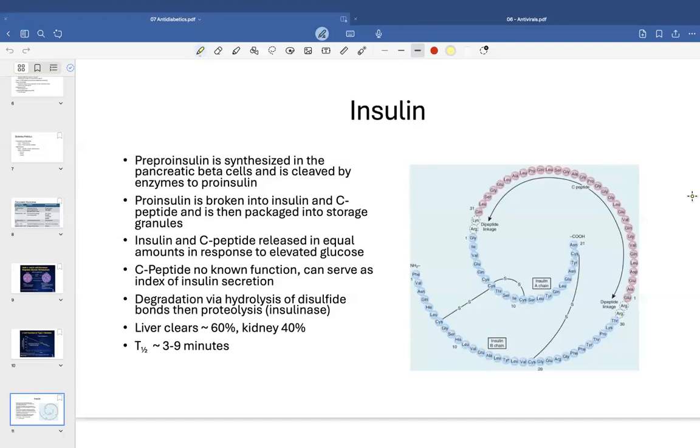Insulin eventually gets broken down. There are these disulfide cross-linkages here that get targeted, and that gets broken down to inactive products. The liver clears about 60%, the kidney clears about 40%, and it has about a 3 to 9 minute half-life total.